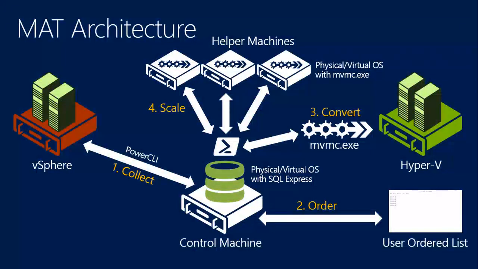Just to clarify what I actually need to install: on the control machine, I'm putting the MBMC installer and SQL Express, if I've not already got SQL, and PowerCLI. On the helpers, I'm installing MBMC again, in each individual helper, and then the scripts. That's it. So no SQL or anything required on the helpers? Nope. And no PowerShell or PowerCLI.